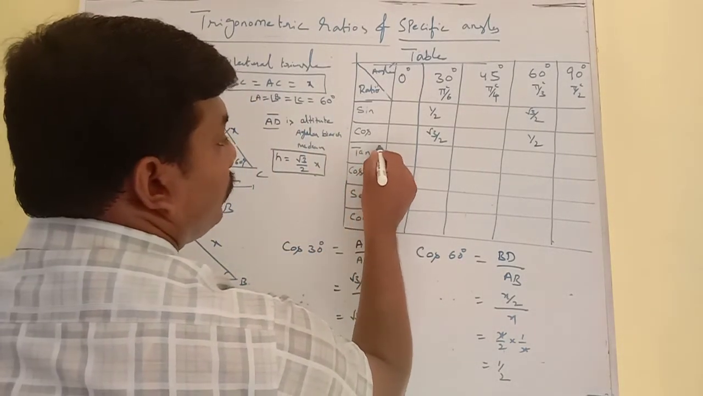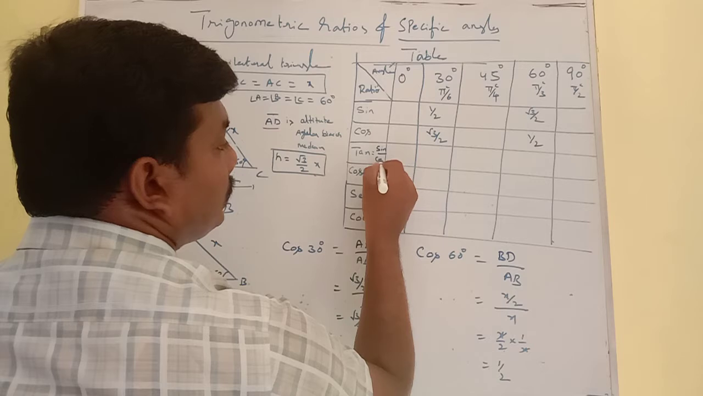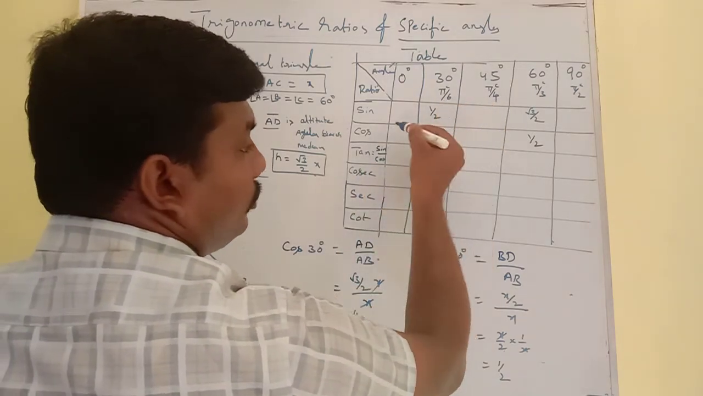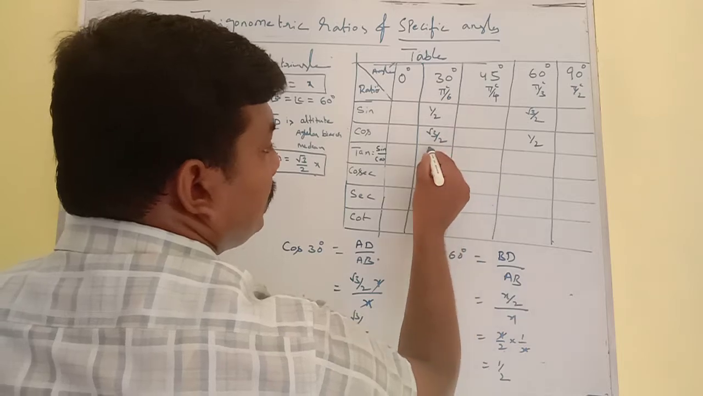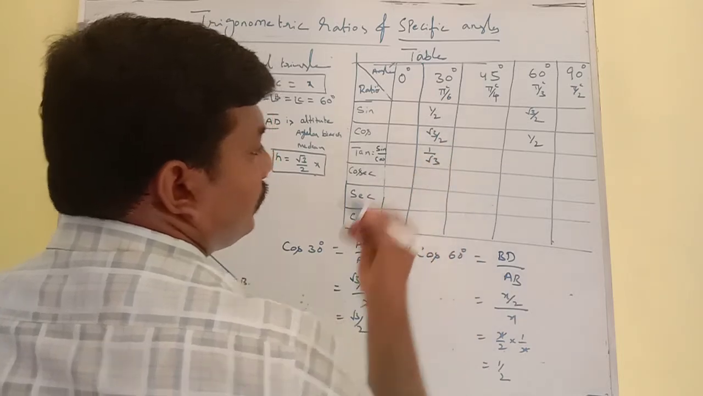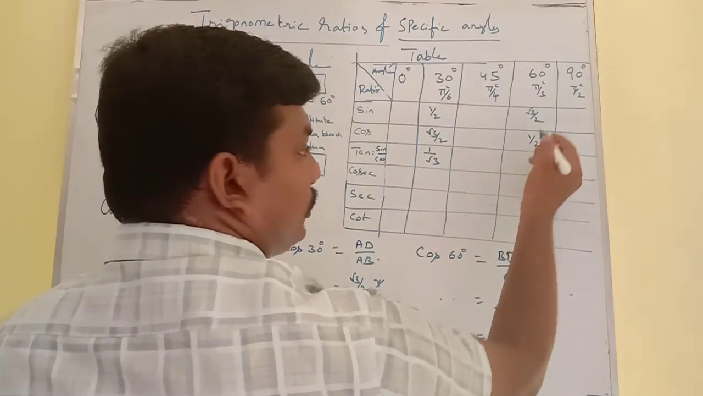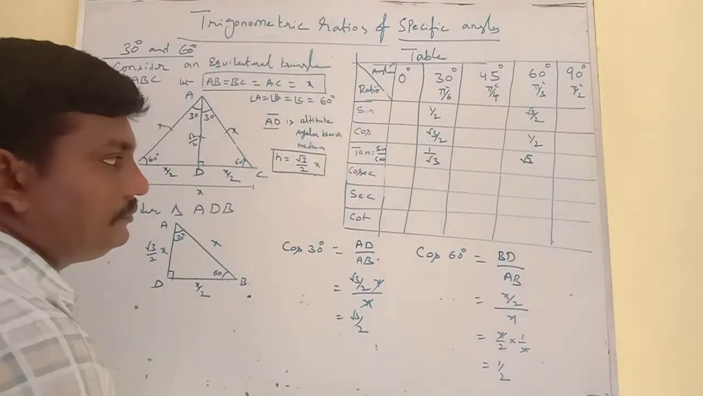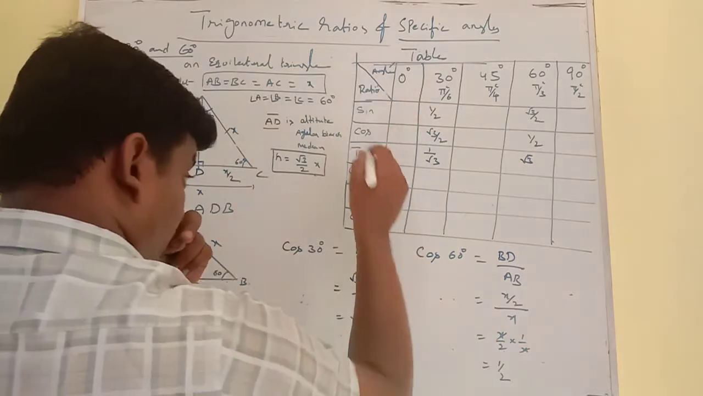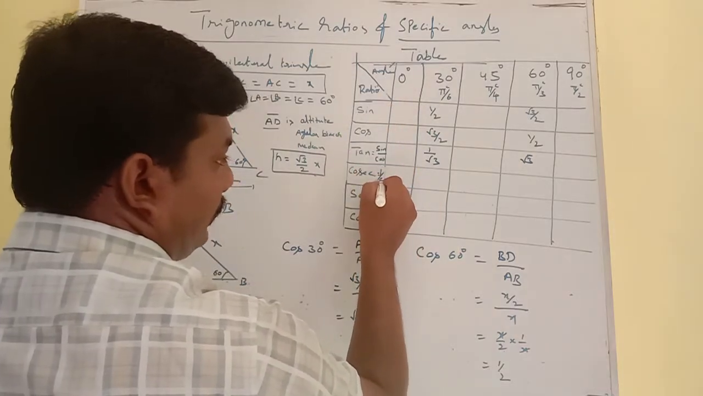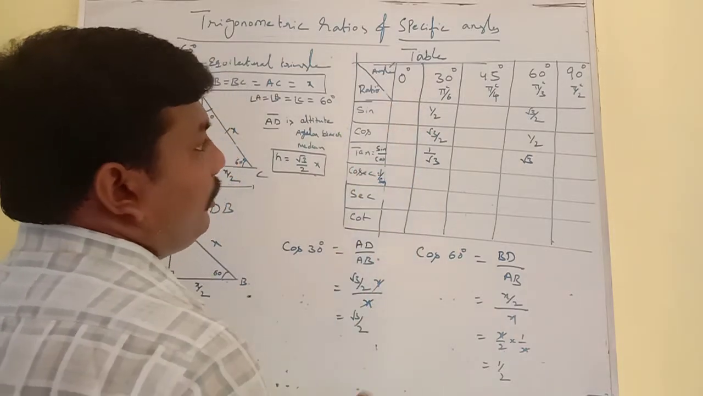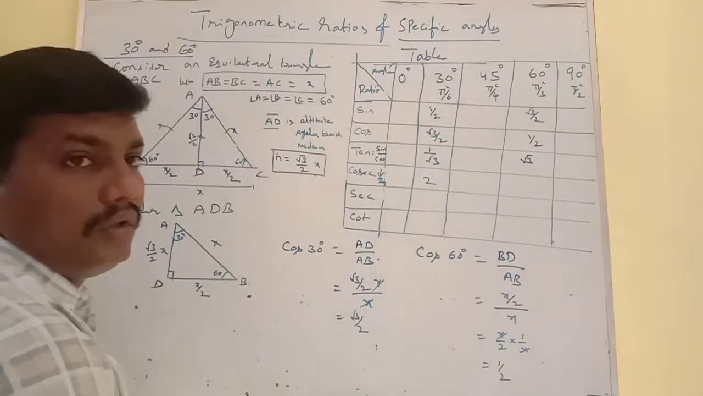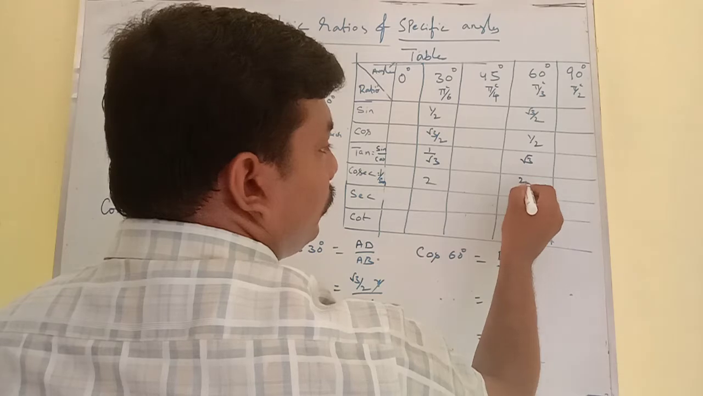Now what is the tan value? Tan we already know is sine by cos. For 30 degrees, sine value 1 by 2 divided by root 3 by 2, the 2 cancels, and this is 1 by root 3. For 60 degrees, root 3 by 2 divided by 1 by 2, the 2 cancels, and this is root 3 by 1, that is root 3. Cosecant is the reciprocal of sine, 1 by sine. For 30 degrees, 1 by 1 by 2, the reciprocal is 2. For 60 degrees, this is 2 by root 3.